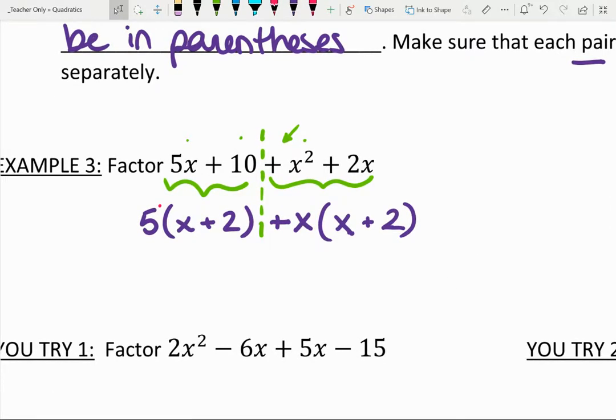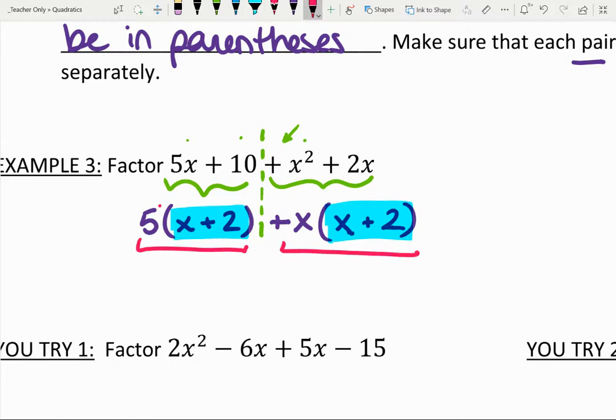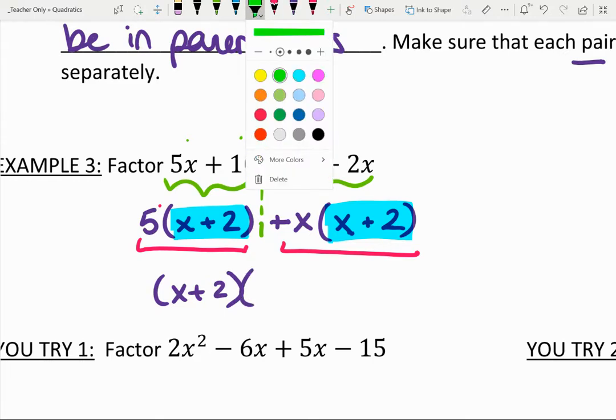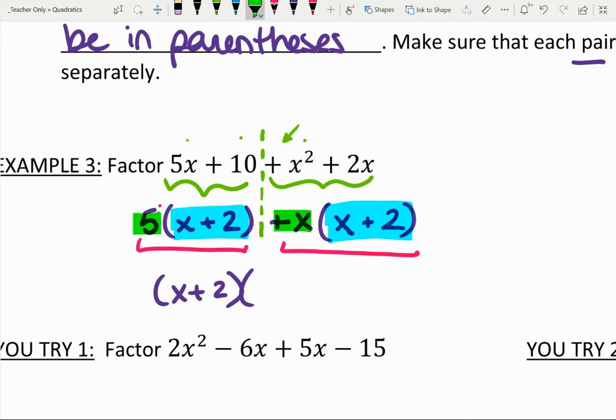So at this point, we should be observing something that just happened. Once we factored out the greatest common factor from both terms, we ended up with this identical expression in parentheses, x plus 2 and x plus 2, which means that for our two pairs here, our two halves of this expression, our greatest common factor is x plus 2. They both have that factor in common. And what remains would be those outside pieces, 5 and positive x.